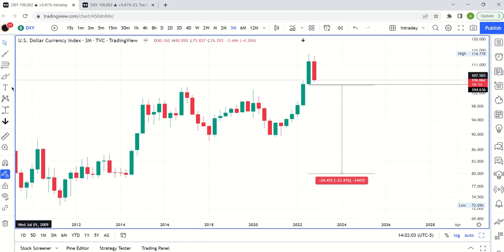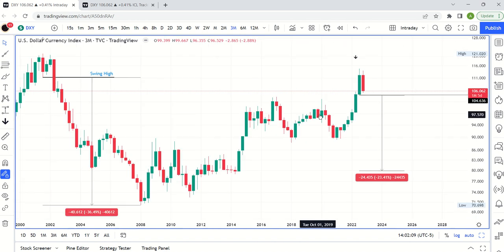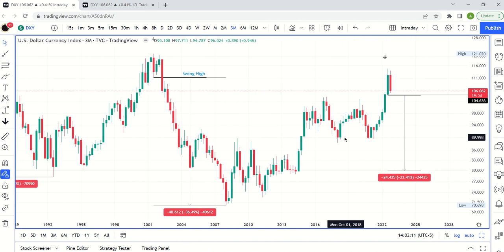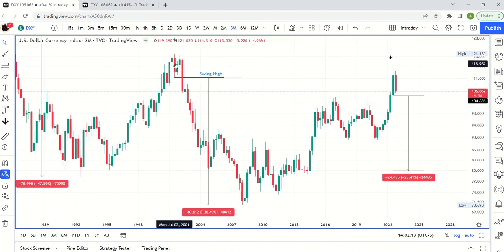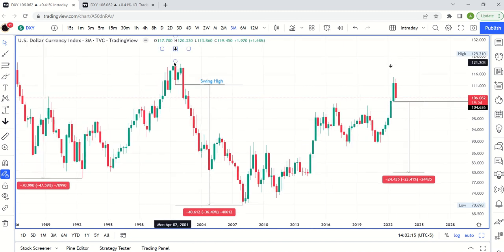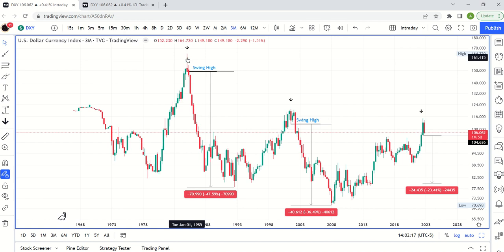Now, if we close below that, again, this candle would extend lower and close below this line. That would give us a quarterly swing high, just like this quarterly swing high from 2001 and this quarterly swing high, this big one in 1985, right?